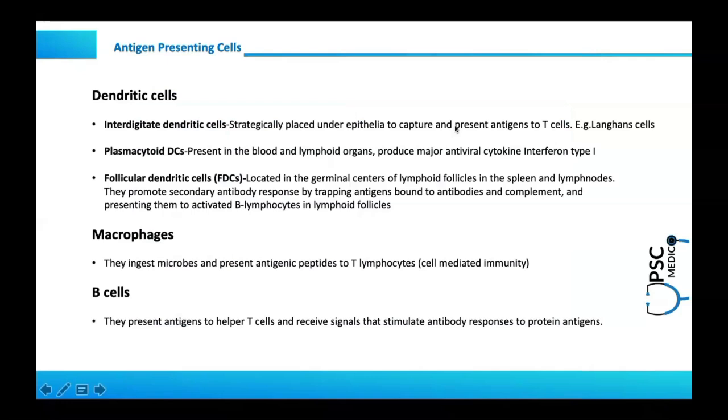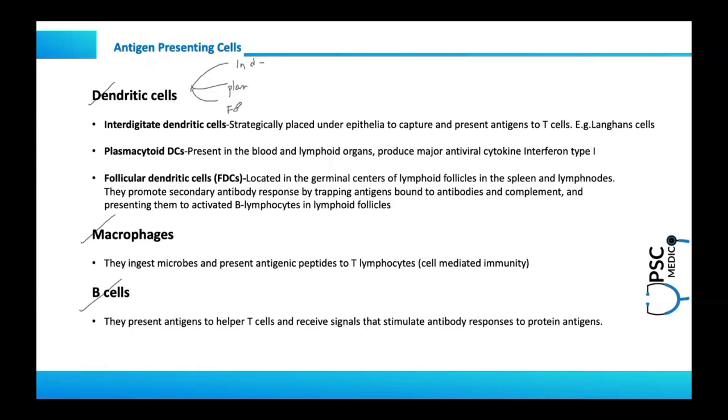They make us tolerant towards our own self antigens, right? So that is the function of regulatory T cells. So this is all about antigen presenting cells. Antigen presenting cells, I already told you, are dendritic cells, macrophages, and B cells.